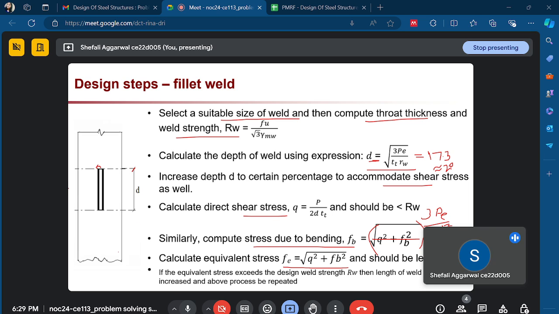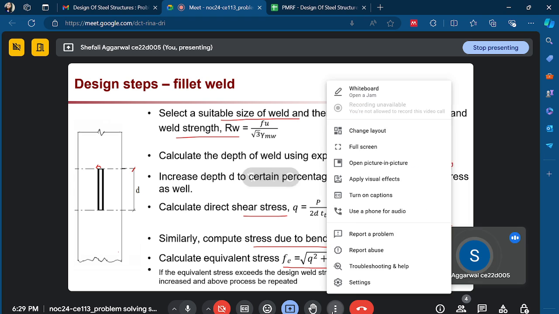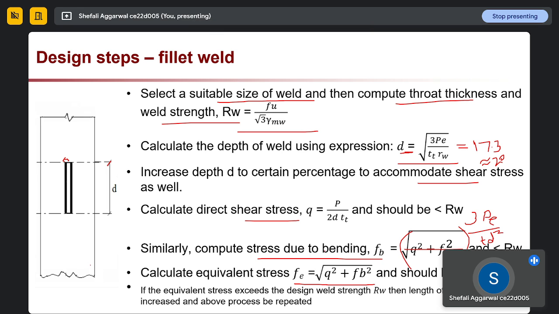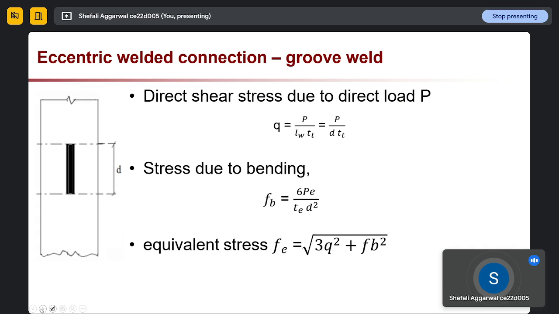Okay. So if our equivalent stress, that is the final step, is coming more than the weld strength, then we have to design it again. We have to change the size of the weld, change its throat thickness, and design our complete procedure again. If not, then our design is fine. Next is the case of butt weld.